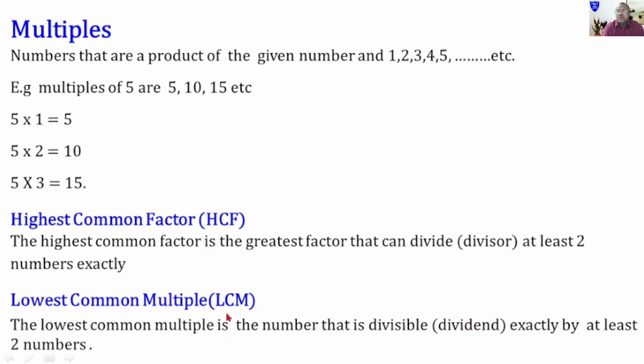Now, under lowest common multiple, what we are looking for are dividends. Right? Remember, for HCF, we're looking for the divisor. And here we are looking for the dividend. The number that can be divided. The lowest number that can be divided exactly by at least 2 numbers. Okay? I hope that makes it clear, guys. But don't worry, as we go through.